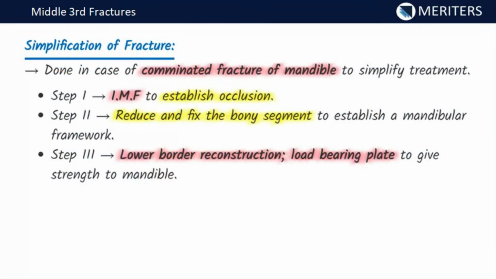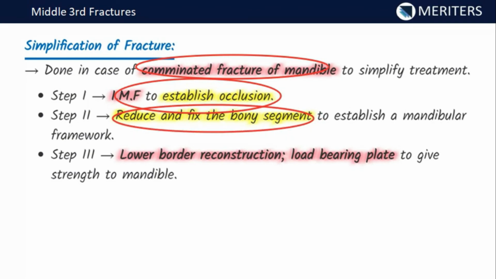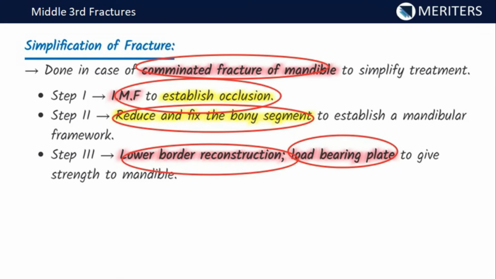Now when there is a comminuted fracture of the mandible, what we have to do, first we have to establish the occlusion by giving the IMF wiring. Step second should be reducing and fixing the bony segments to establish a mandibular framework. Once we get an approximate mandible framework, then we go for step 3 and we try to reconstruct the lower border of the mandible, that is known as lower border reconstruction, and for this we use the load bearing plate to give strength to the mandible.